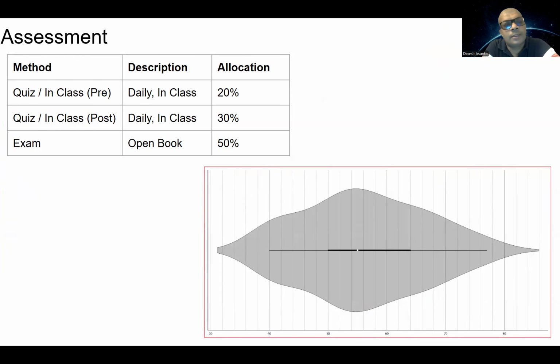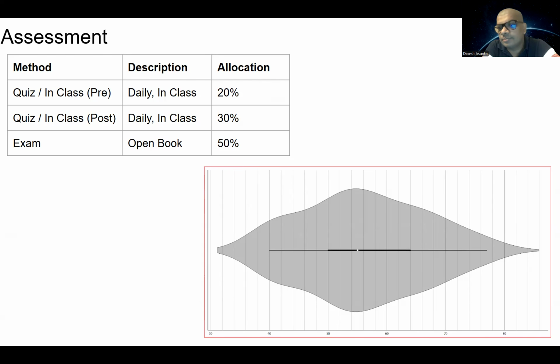Before we start, let's look at how the marks can be obtained. So it's a little different from last time. Last time it was one quiz based on the previous week's quiz. But this time we will have two quizzes. One is at the start of the class, a quiz about the video that will be posted on the LMS. And then we will have another quiz at the end of the class.